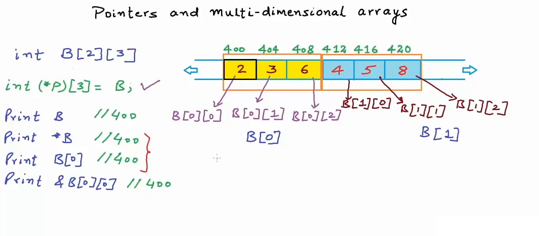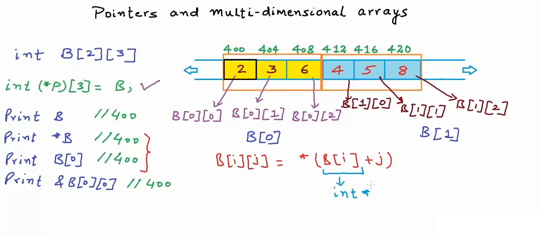We had also seen in our previous lesson that Bij can be written as asterisk of Bi plus j. If Bi for some value of i is a one-dimensional array, then Bi will return us an integer pointer to the first integer in Bi. Then adding j is basically performing pointer arithmetic and getting a pointer to integer at index j in one-dimensional array Bi. And then finally this dereferencing is getting the value of that integer.